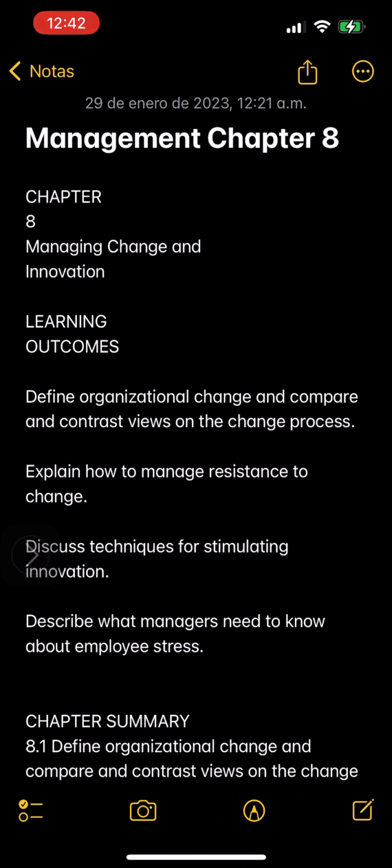Creativity: the ability to produce novel and useful ideas. Innovation: the process of taking a creative idea and turning it into a useful product, service, or method of operation. Organizational change: any alteration of an organization's people, structure, or technology. Change agents: people who act as change catalysts and assume the responsibility for managing the change process.